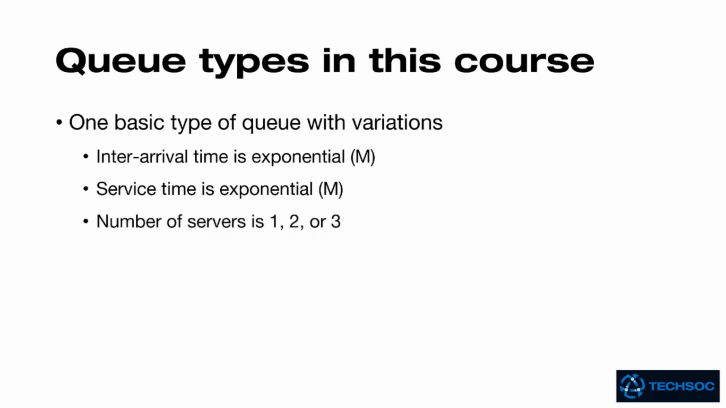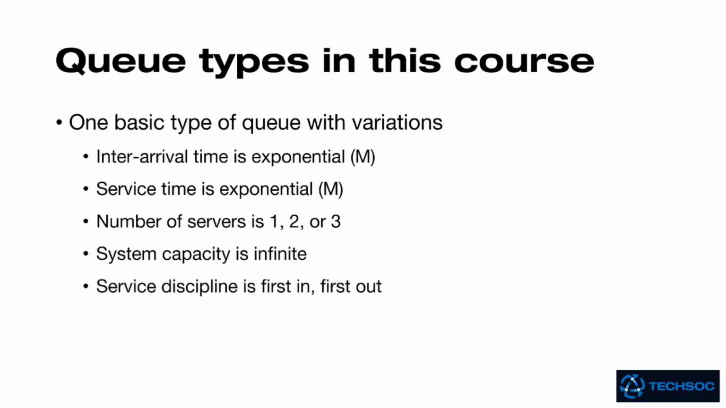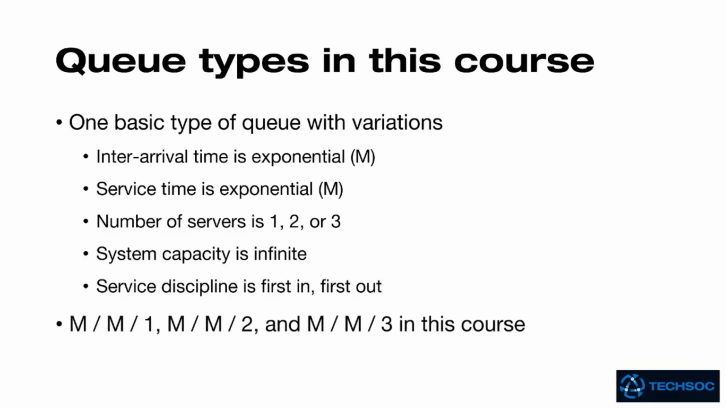The number of servers will be 1, 2, or 3, and you'll see when we work with queues that does change our calculations significantly because of the variability. We'll assume system capacity is infinite and that service discipline is first in, first out. So these last two assumptions are probably not realistic, and actually an infinite system capacity is definitely not realistic, but they allow us to simplify our assumptions and get started with our analysis. You'll see these types of queues referred to in the literature as MM1, MM2, and MM3 queues. And again, those are the types that we will use in this course.